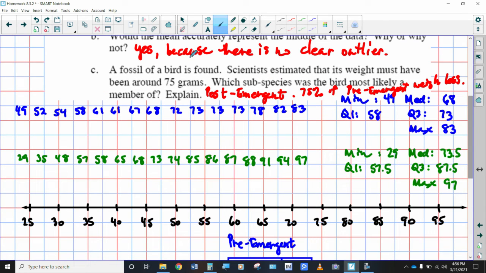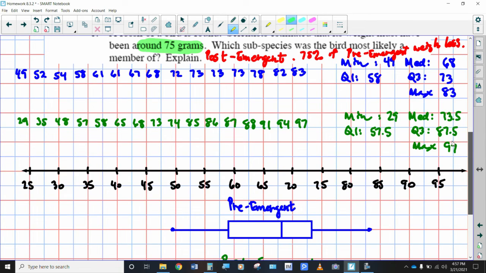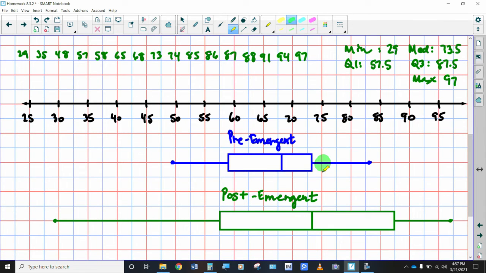So the mean is going to be pretty accurate because there doesn't appear to be a clear outlier either on the minimum side or on the maximum side of either one of these. And then it says a fossil of a bird is found. Scientists estimate that the weight is somewhere around 75 grams, or was when it was alive. So which is it more likely to fit into? 75 grams would be right here or would be right there.